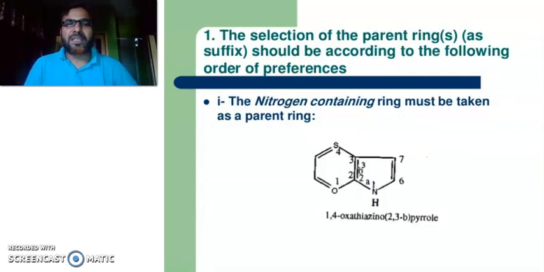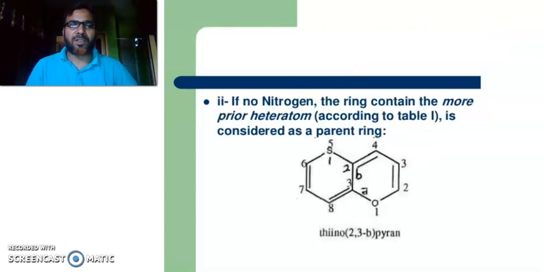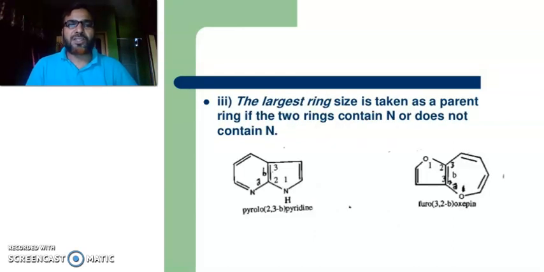The nitrogen-containing ring must be taken as the parent ring. You can see 1,4-oxathiazine, 2,3-b pyrrole. If there is no nitrogen, the ring containing the higher priority heteroatom according to the table is considered as the parent ring. So thiino[2,3-b]pyran. Now the largest ring size is taken as the parent ring if both rings contain nitrogen or neither contains nitrogen. Pyrrolo[2,3-b]pyridine, furo[2,3-b]oxepine.